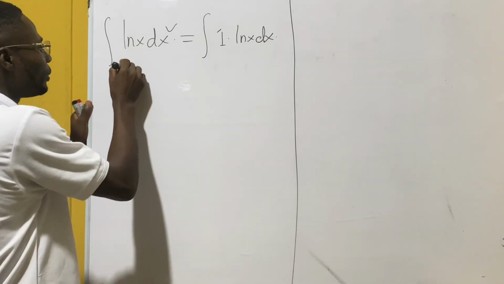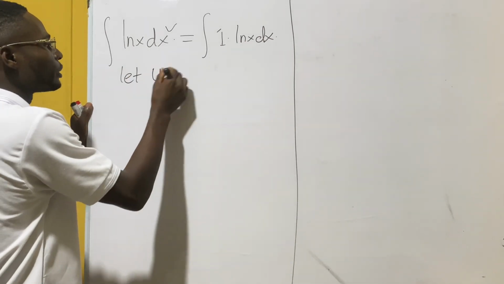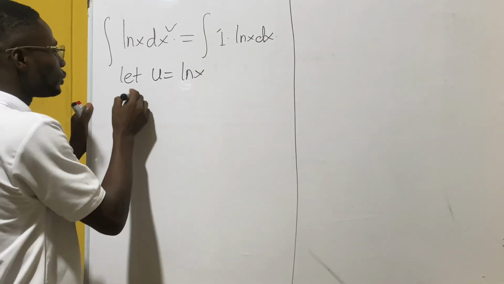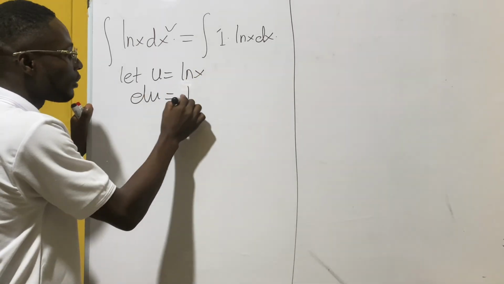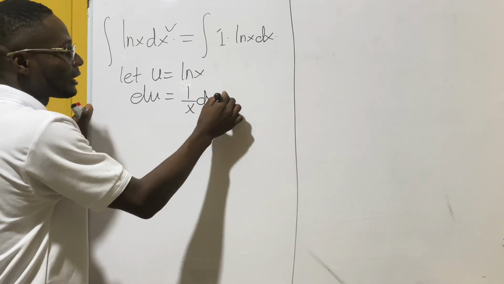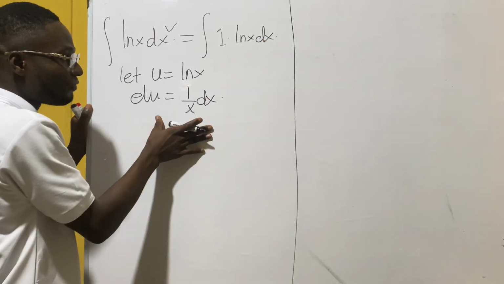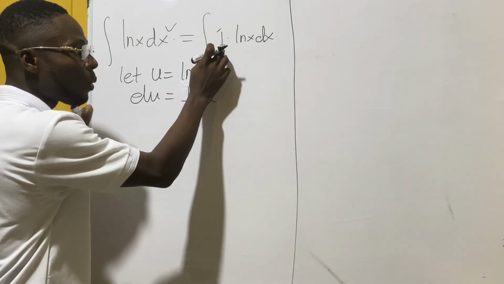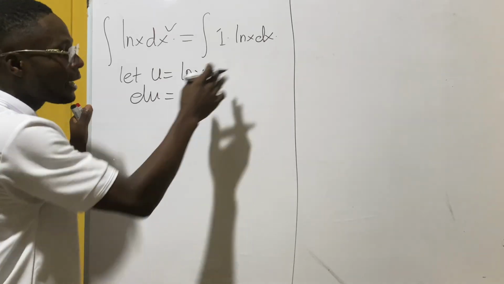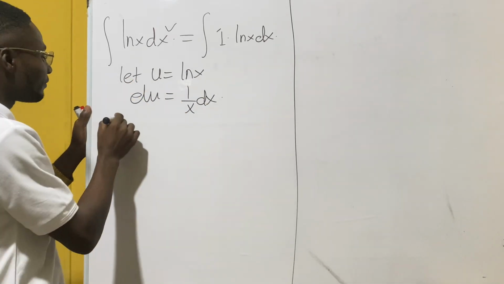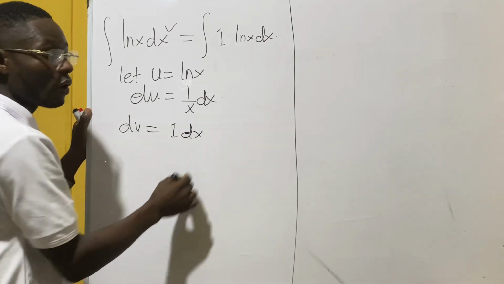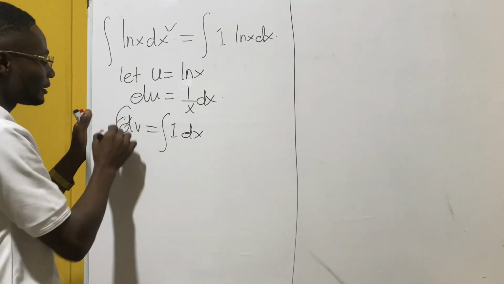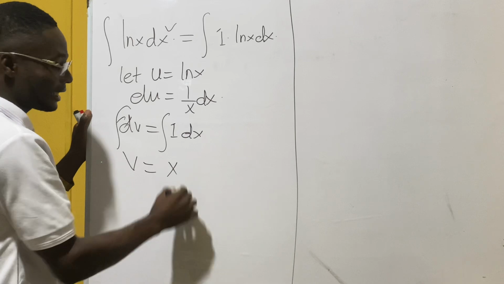So here we let u equal ln x. Differentiating both sides, differentiate ln x, you have 1 over x dx. So once we have this information, then we can say that our 1 dx becomes dv. So we have dv equals 1 dx. Okay, so integrating both sides, then we have v equals x.